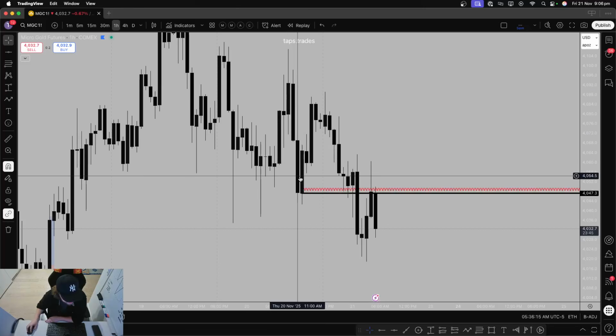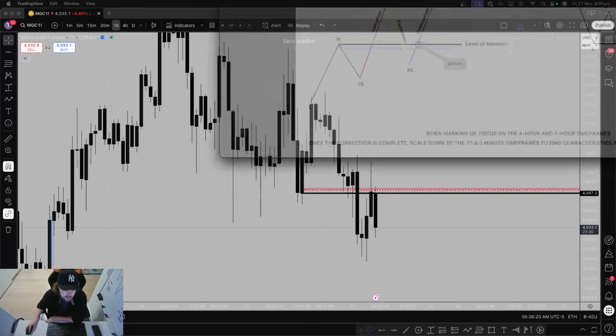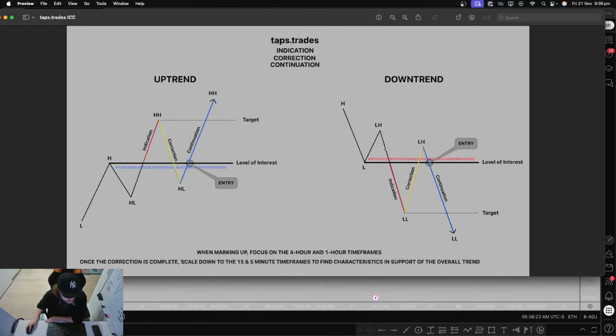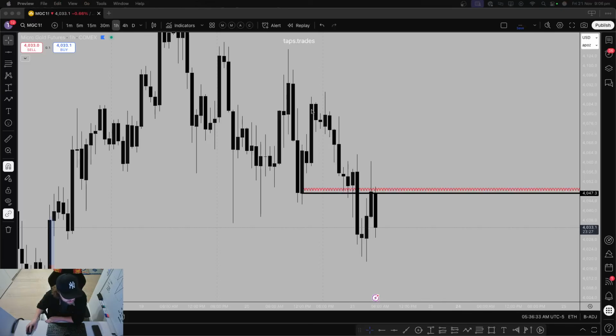We can see there's a low, there's a lower high, and a lower low, which is the exact thing that is played out in our drawings. There was a high, there was a low, there was a lower high, there was a lower low. We've created an indication, and I drew my level of interest. So if we look back here, there's a high, a low, a lower high, and a lower low. Perfect.